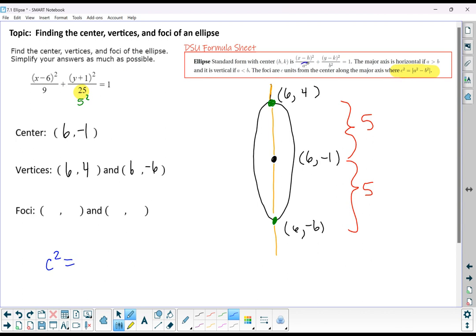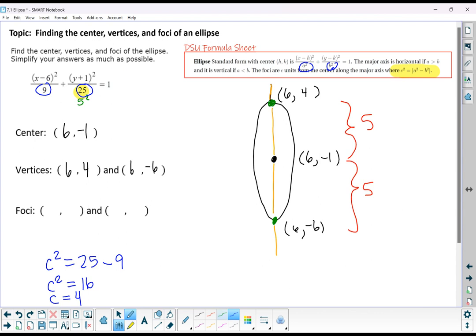So notice the a squared and the b squared are the numbers underneath in the denominators. Just always put the larger one first, and then you don't have to worry about absolute value. And again, I'm not squaring the 25 because 25 in this case is b squared. It's 5 squared. It's already been squared. So c squared is equal to 25 minus 9. That means c squared is equal to 16, and that makes c 4.